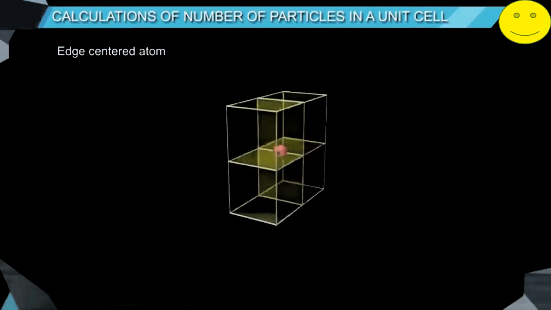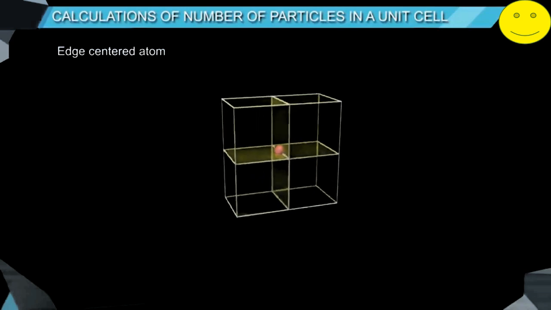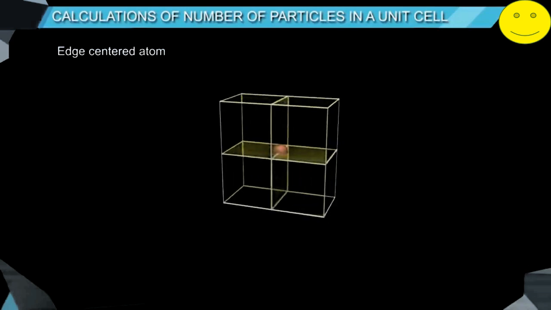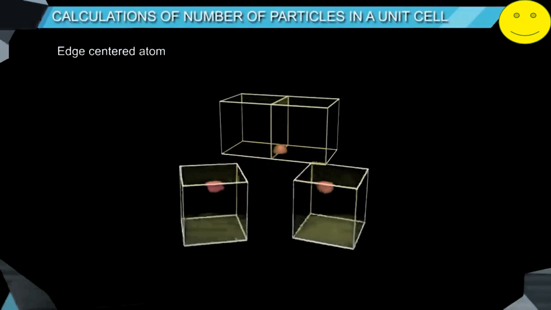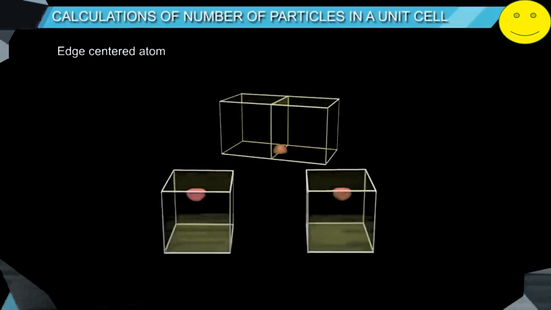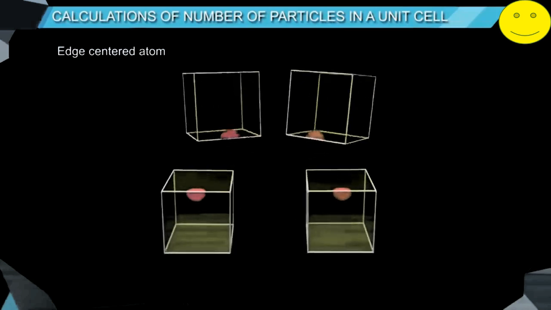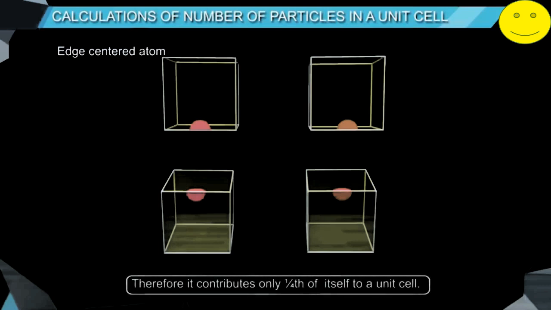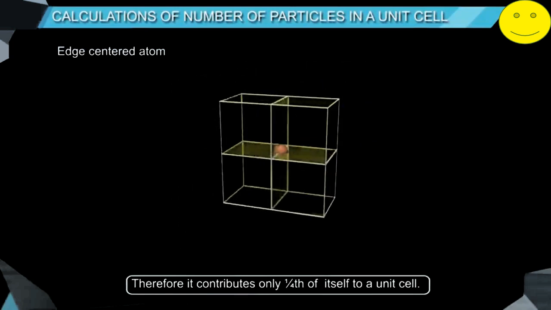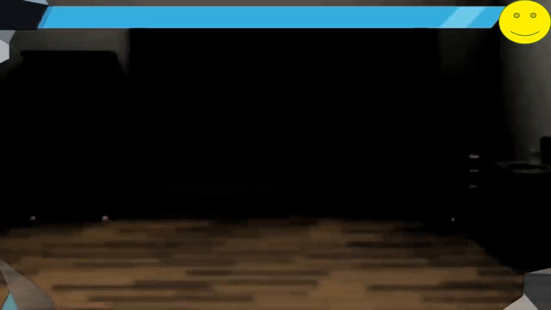Edge-centered atom is shared by 4 adjacent unit cells in a crystal lattice. 2 unit cells are present in the lower layer and 2 unit cells are present on the upper layer. Therefore, it contributes only 1/4 of its atom to a unit cell.